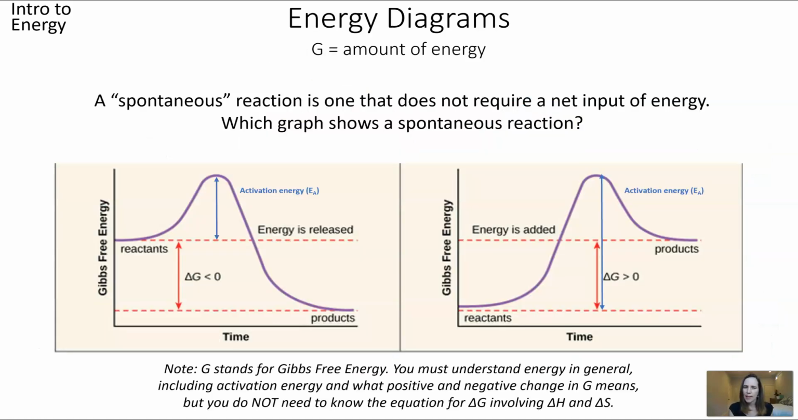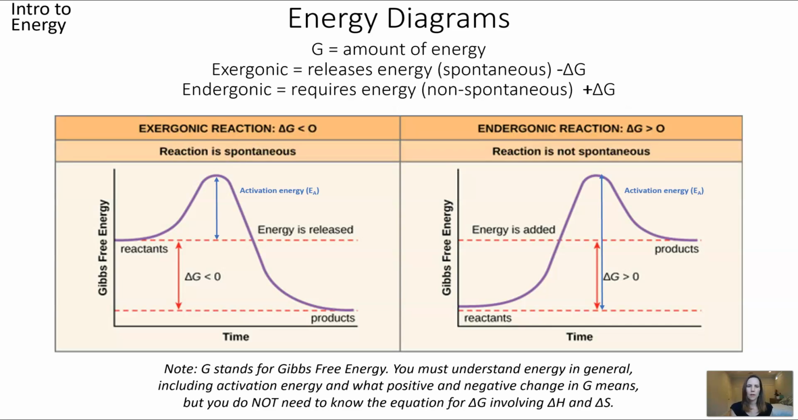So as I mentioned in that last picture, a spontaneous reaction is one that does not require a net input of energy. So take a look at these energy diagrams and figure out which graph shows that. So the graph on the left is showing a spontaneous reaction, one that does not require a net input of energy, and in fact, in exergonic reactions, energy is released. And you can see that because the energy of the products in an exergonic reaction is lower than the energy of the reactants.